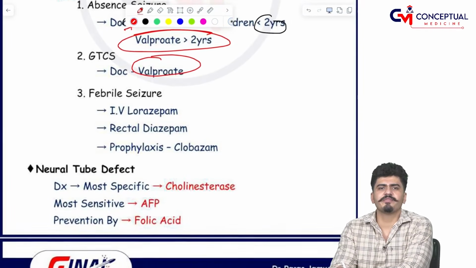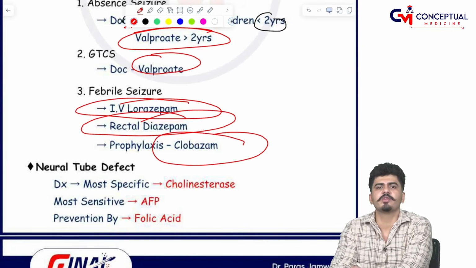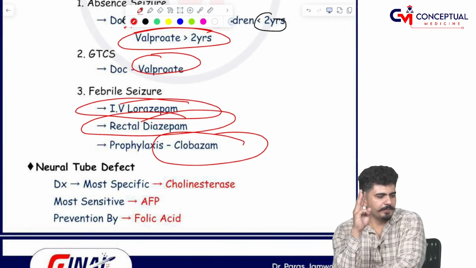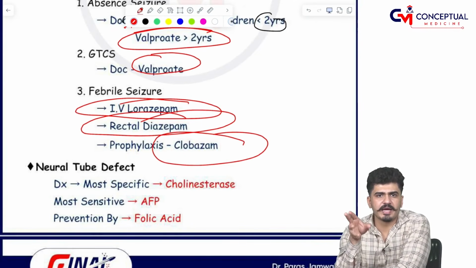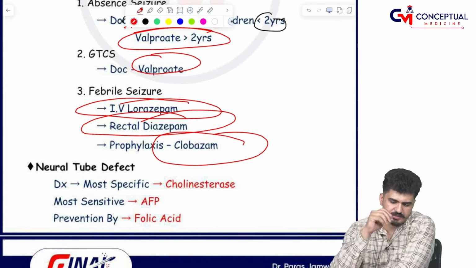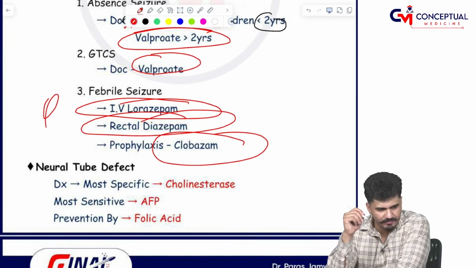Febrile seizure because of fever: IV lorazepam, rectal diazepam, prophylaxis clobazam. Again दोबारा से, sir, IV lorazepam, rectal diazepam, prophylaxis clobazam. So this is what you need to remember for the absence, GTCS, and the febrile seizure.